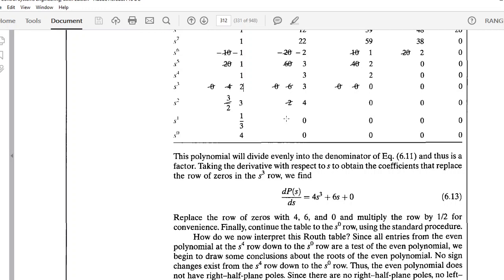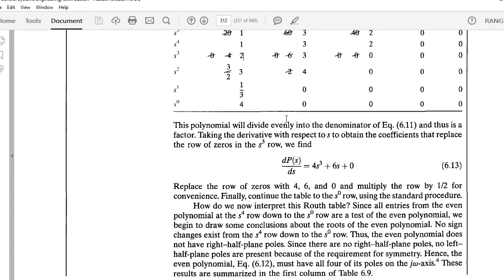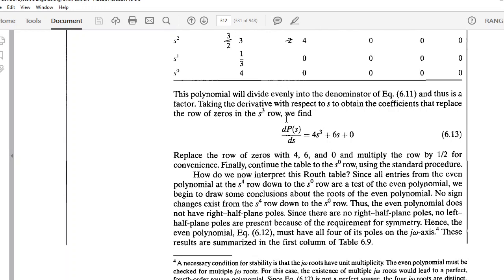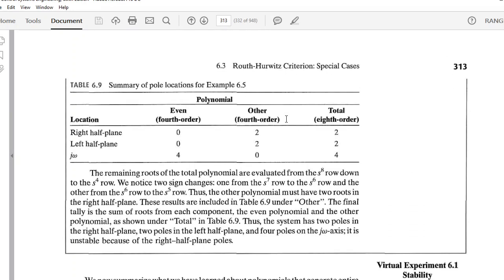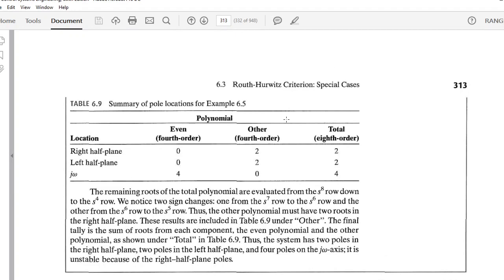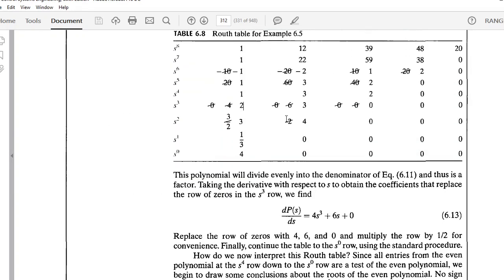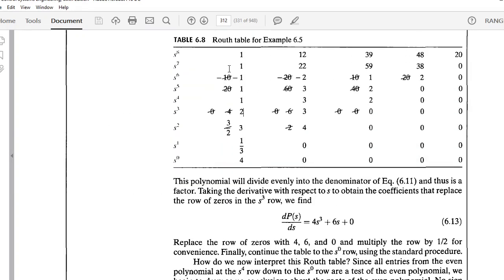So in the end, how do you now comment about the stability of the system, and how do you now talk about the number of poles and where they are located? So once again, we look at the first row. Now you see that there are two sign changes here. The first sign change is from s raised to 7 to s raised to 6, and the second sign change is from s raised to 6 to s raised to 5. So there are two sign changes. In total, there are 8 poles.